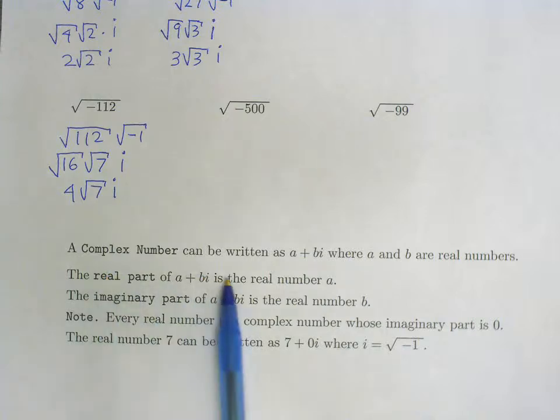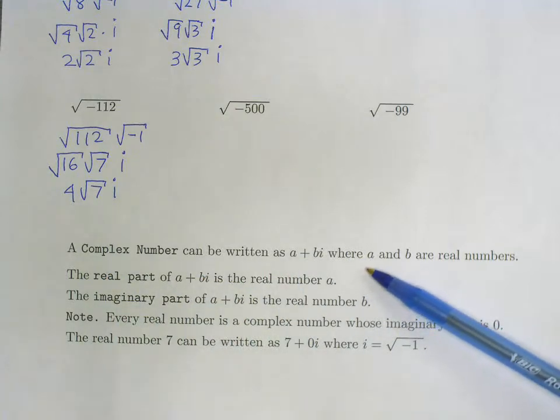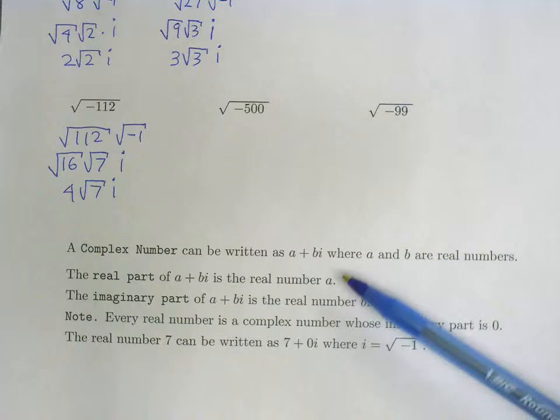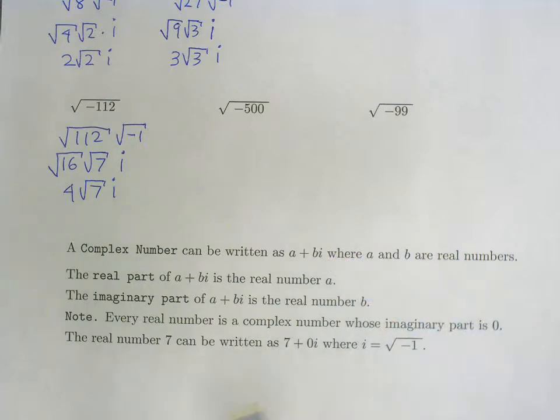A complex number can be written in the form a plus b times i, where a and b are real numbers, and i is the square root of negative 1. The real part of a plus bi is the real number a, and the imaginary part of a plus bi is the real number b. So every real number is a complex number whose imaginary part is 0. For example, the real number 7 can be written in the form of a complex number, 7 plus 0 times i, where i is the square root of negative 1.